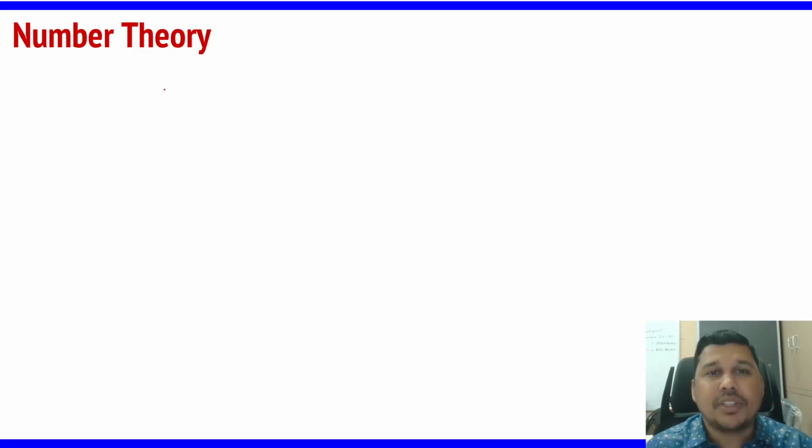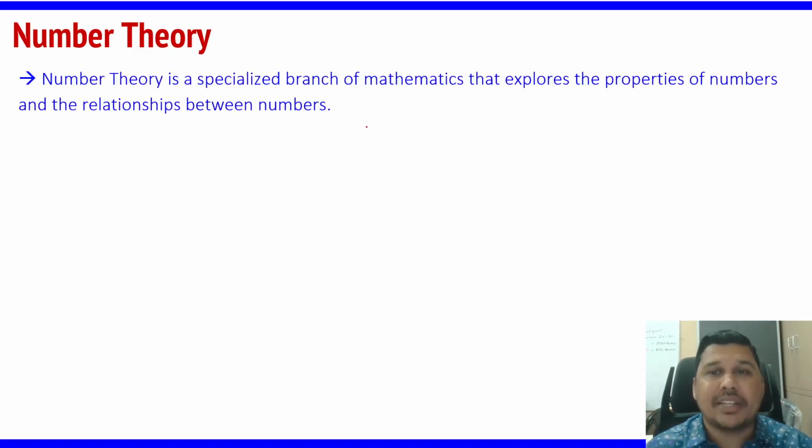Number theory is a branch of mathematics that explores the properties of numbers and the relationships between the numbers, right? It's a special branch of mathematics which purely deals with numbers and their relationships. So where is this number theory used? It is mainly used in cryptography.